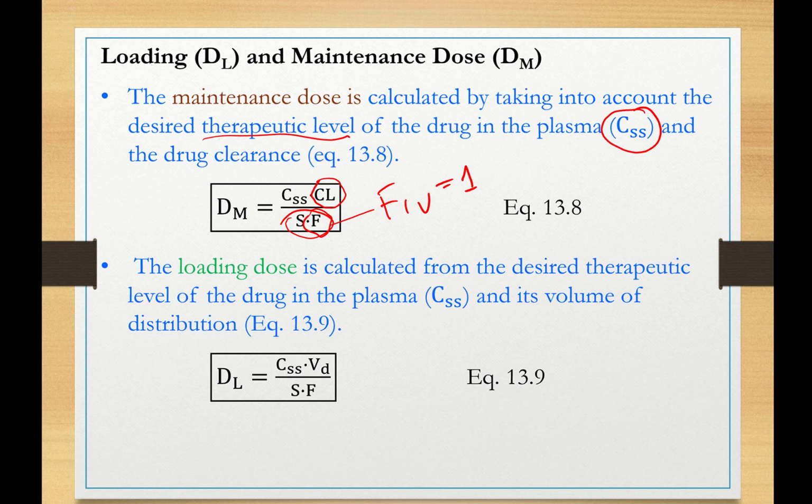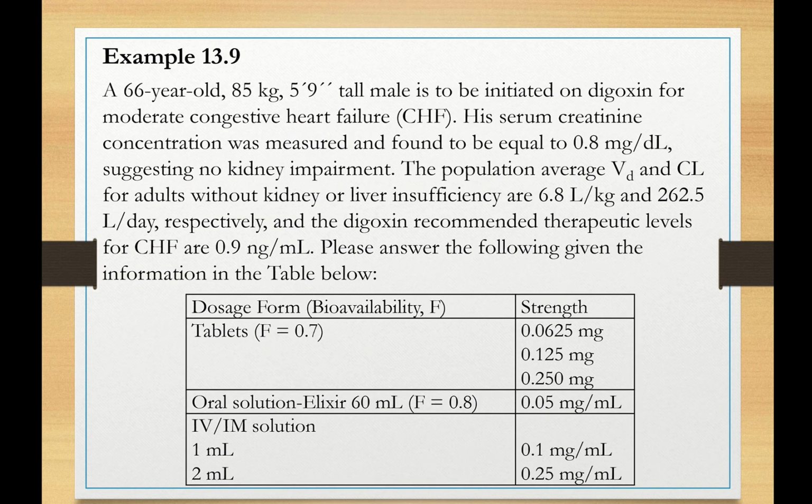Now the loading dose is calculated from the VD, because as we described before, its purpose is to saturate the tissue organs with drug faster. So the DL, or the loading dose, is calculated using the plasma drug therapeutic level, which is CSS here, steady state conditions, times the VD over S times F. So let us now apply what we've learned and see how we can calculate loading and maintenance doses.